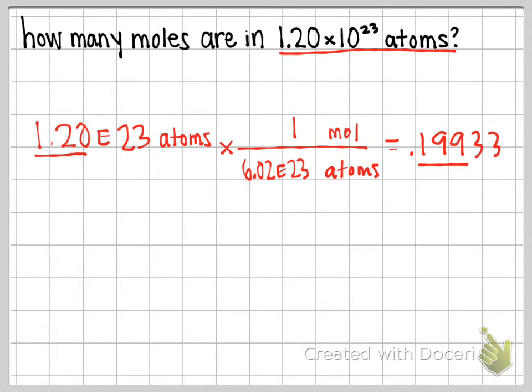And so we look back at our units. Atoms is on top and on the bottom, so it cancels out. Our final answer is in moles. And with 3 sig figs, that would be 0.199 moles. And that is our final answer.